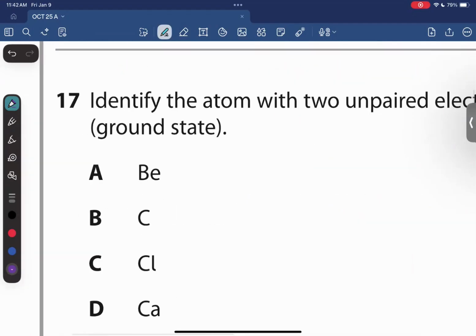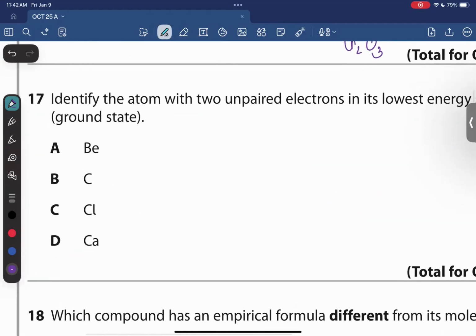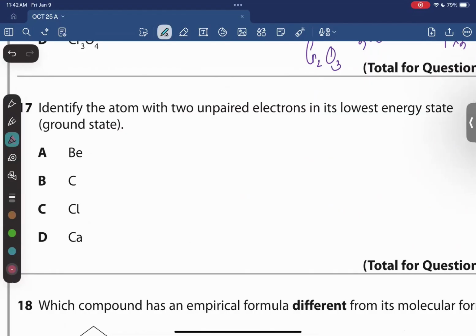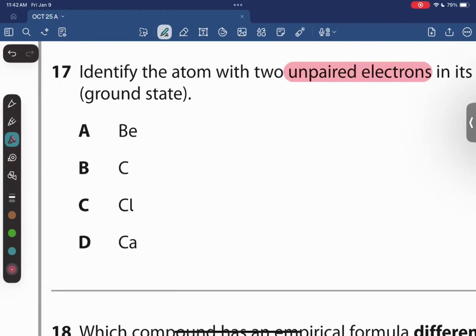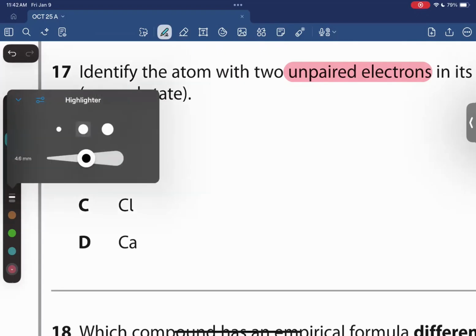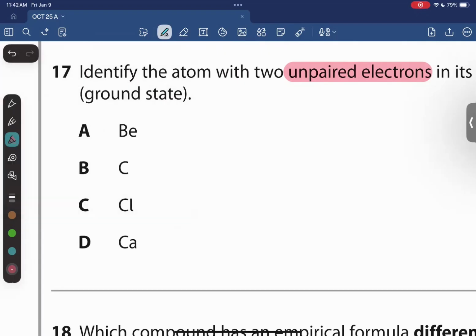Question number 17. Identify an atom with unpaired electrons. An atom with two unpaired electrons in the lowest energy state. Okay, so for barium, just a moment. Barium is in group 2, right? So it has basically two electrons in the outer shell, right?